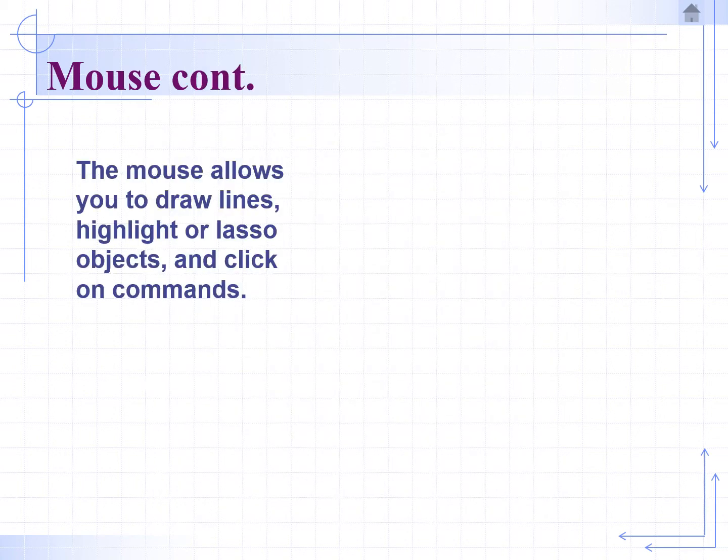So the mouse allows you to draw lines, highlight, or lasso objects. We'll learn more about that when we go into selecting objects, and then click on commands. Just like it is for a Word document or PowerPoint, if you want to click on a particular command, such as the line command, circle command, rectangle command, or whatever it may be, you click on it just like you would with those programs.